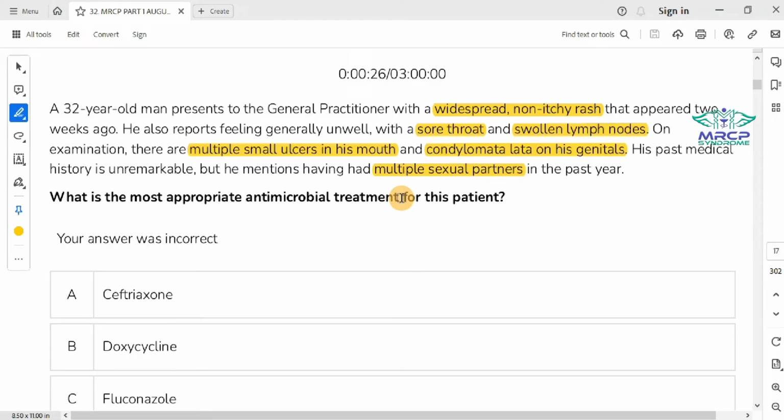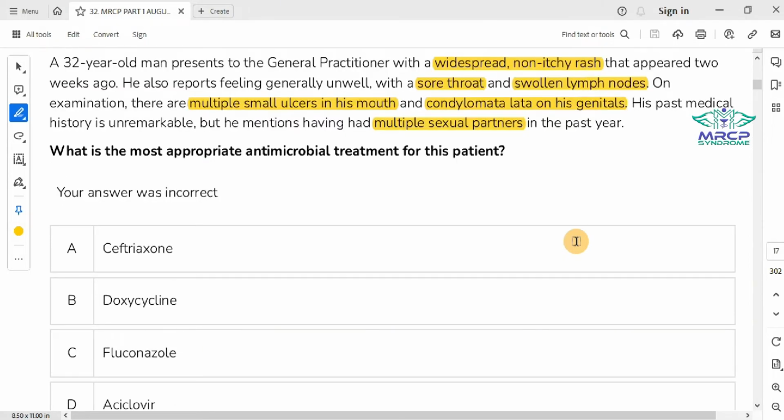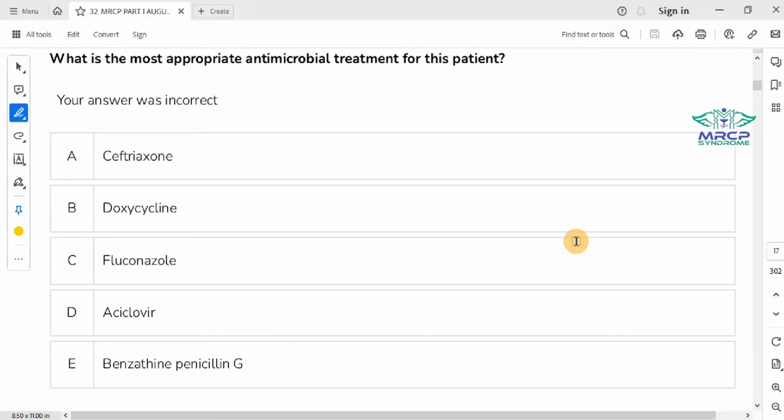A 32-year-old man presents to the general practitioner with a widespread non-itchy rash that appeared 2 weeks ago. He also reports feeling generally unwell, with a sore throat and swollen lymph nodes. On examination, there are multiple small ulcers in his mouth and condylomata lata on his genitals. His past medical history is unremarkable, but he mentions having had multiple sexual partners in the past year. What is the most appropriate antimicrobial treatment for this patient? Ceftriaxone, doxycycline, fluconazole, acyclovir, or benzathine penicillin G?